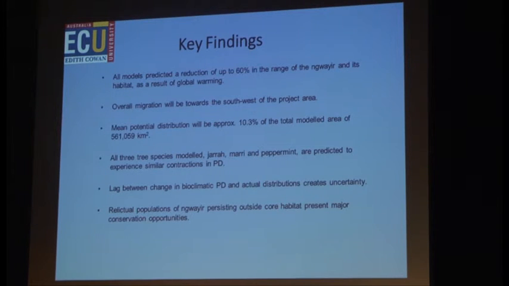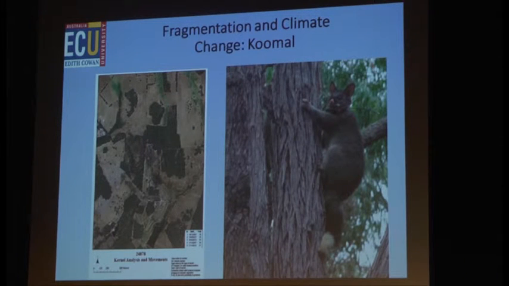There's going to be a lag between the change in the bioclimatic distribution and the distribution of many of these species, and there will be relictual populations that will still persist outside of these core areas. It wasn't a bad model, we were fairly happy with it, but there were some problems. It wasn't adequately tested, and I used too many variables, particularly in the Maxent model. So we went on to refine that and try and make this sort of modelling a little bit more realistic.